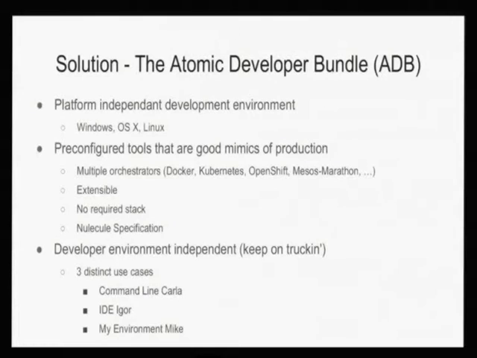What all things do we have in this Vagrant box? We have pre-configured tools, for example, different types of orchestrators like Docker, Kubernetes, OpenShift, Mesos, Marathon. This box is extensible, so it does not force a developer or DevOps engineer to use a particular stack, for example, a stack from a particular vendor like Docker Machine. A developer is free to choose the orchestrator they want to containerize their application upon, pull the respective box and start hacking.